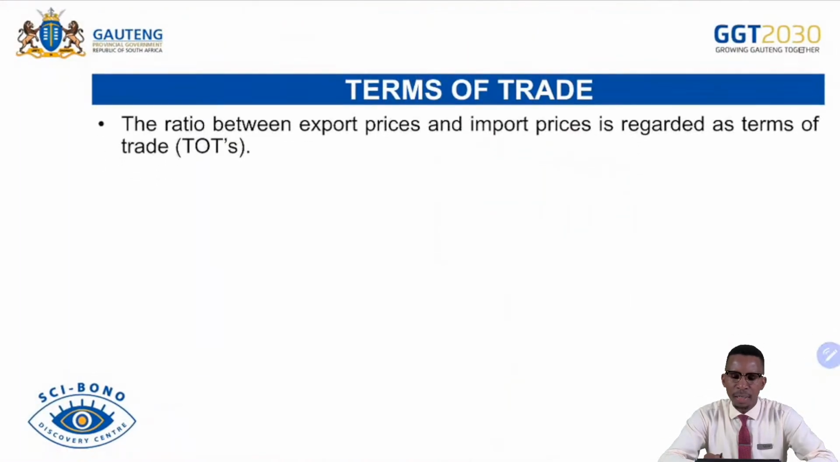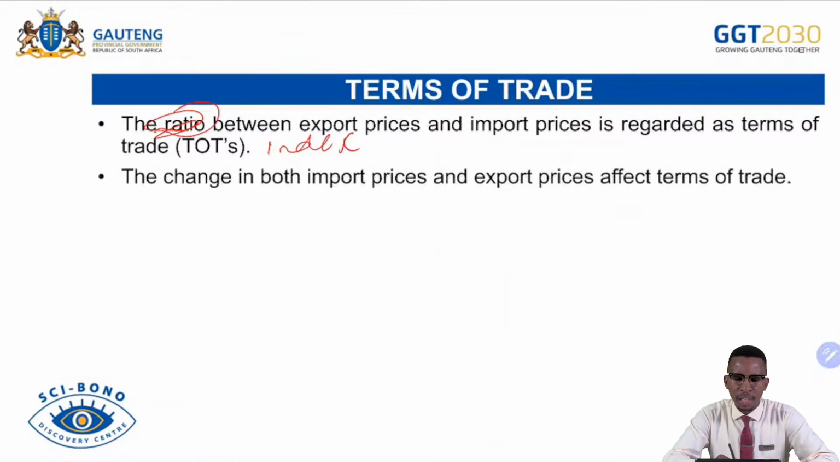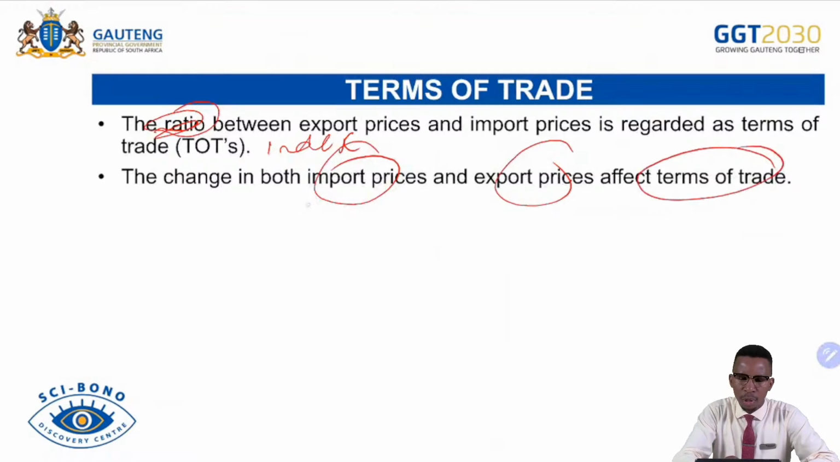So we say terms of trade is the ratio or index of export prices to the index of import prices. We compare prices of exports with the prices of imports. The change in both import prices and export prices affects terms of trade. So if, let's say, export prices are increasing, that will mean the country will be having more terms of trade, because there will be more return or more income earned on exported goods and sales.